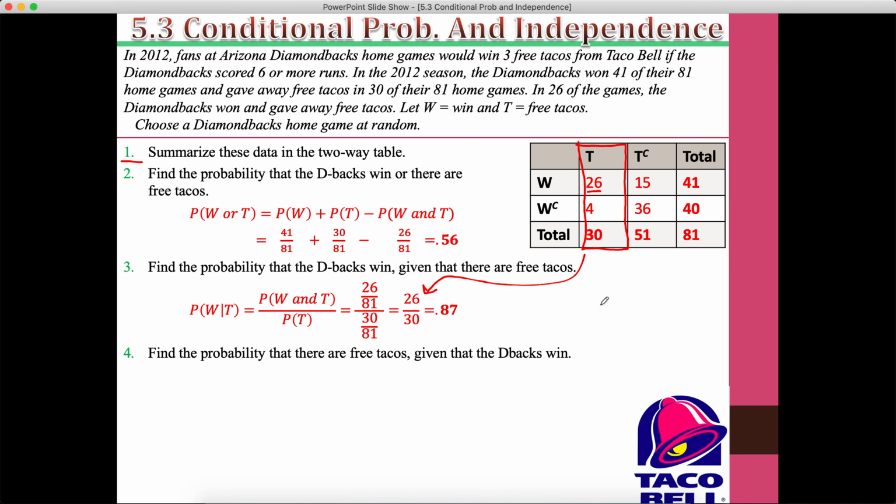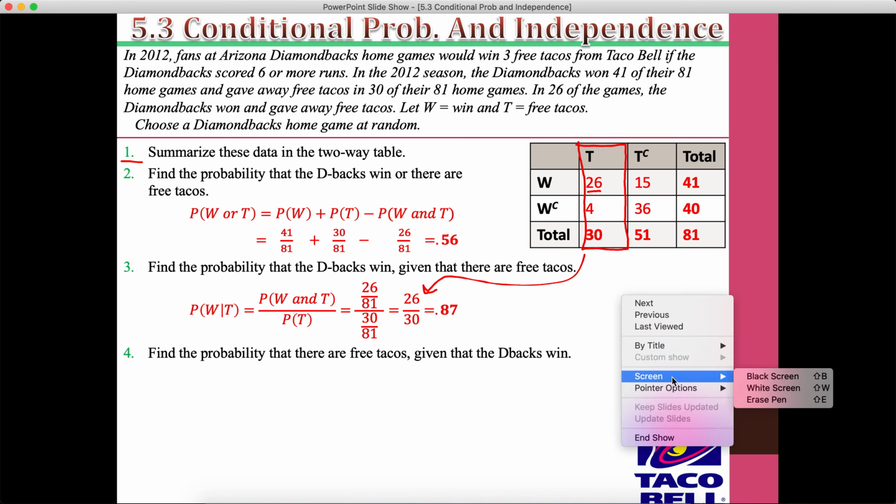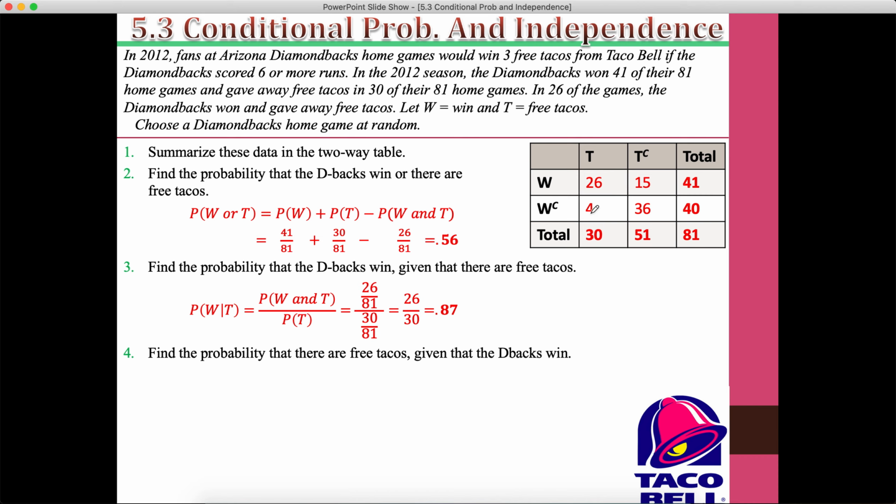Formulas are nice, and they work every time. But always remember, if it's laid out for you visually, you might want to consider just using the table and seeing how the conditional probability limits your sample space. Part 4: find the probability that there are free tacos, given that the Diamondbacks win. This is the same sort of thing, where instead of limiting it to the taco column, I could limit it to the win row and get that 26 out of 41 wins being free taco days.